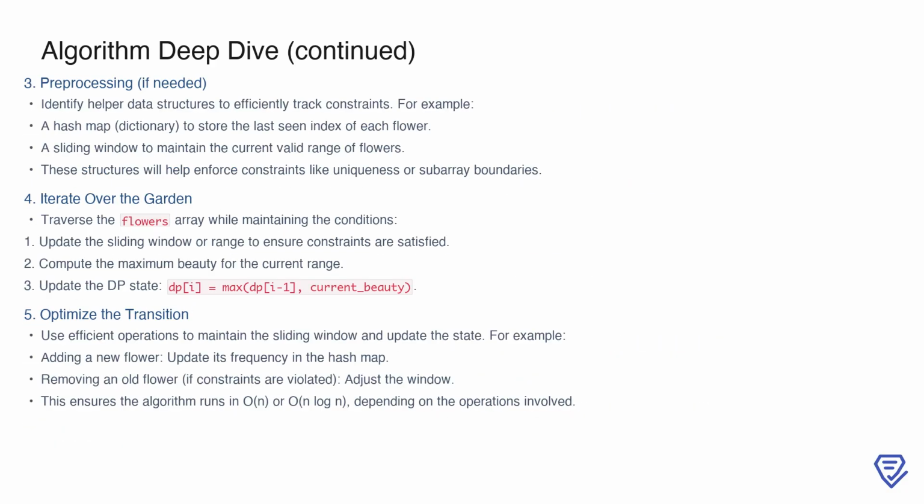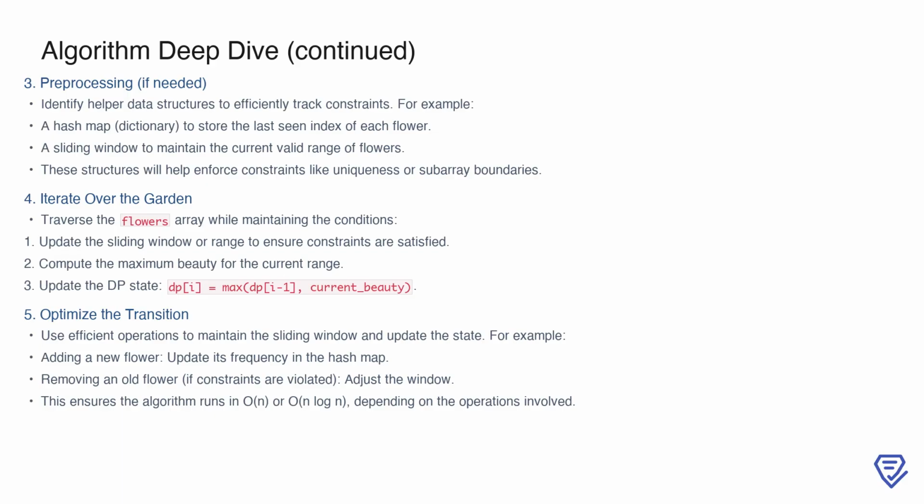Once the problem is well defined, pre-processing can help prepare the data for efficient computation. For example, we might use a hash map to store the last seen index of each flower or a sliding window to maintain the current range of valid flowers. These data structures are essential for enforcing constraints like uniqueness or valid subarray boundaries. Now, as we iterate over the garden, we traverse the flowers array while maintaining conditions dynamically. At each step, we update the sliding window to ensure constraints are satisfied, calculate the maximum beauty for the current range, and update the DP state accordingly.